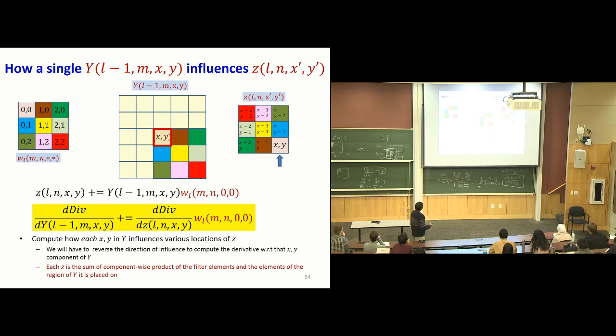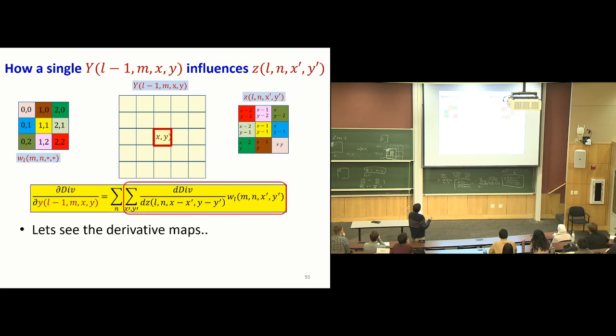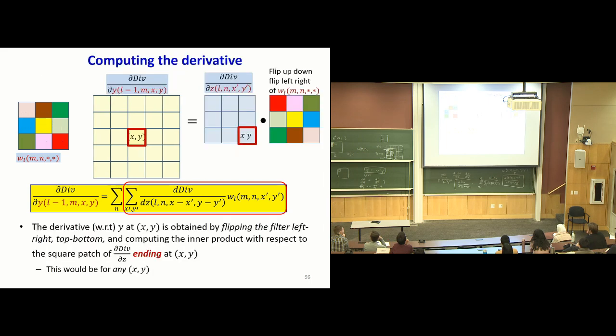So if I want to compute the derivative of the divergence with respect to all of the z's, to compute the derivative of the divergence with respect to the y at this location, I have to mirror image the filter and then place it with the bottom right corner at this xy. Do a component-wise multiplication and sum the lot. Make sense? Right?